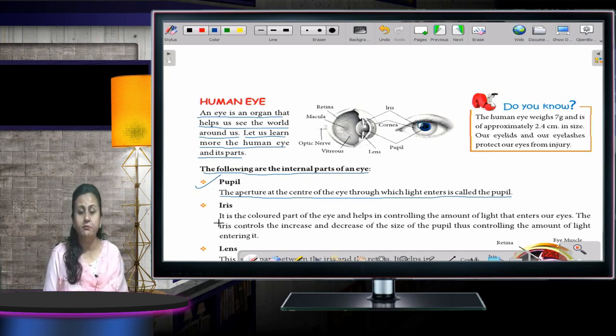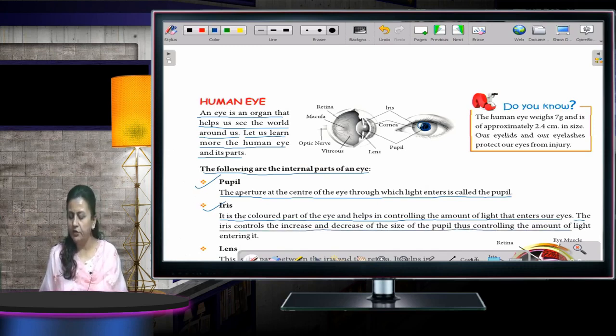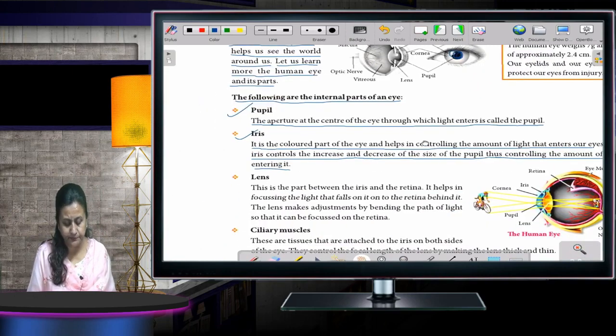Then comes the iris. It is the colored part of the eye and helps in controlling the amount of light that enters our eye. It's not like the whole light would be entering. Only some part of light enters the eye, and whose duty is that? The amount of light which is required is controlled by the iris. The iris controls the increase and decrease of the size of the pupil, thus controlling the amount of light entering it. Now moving to the next one.